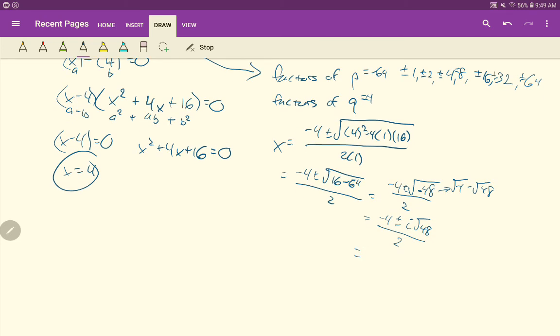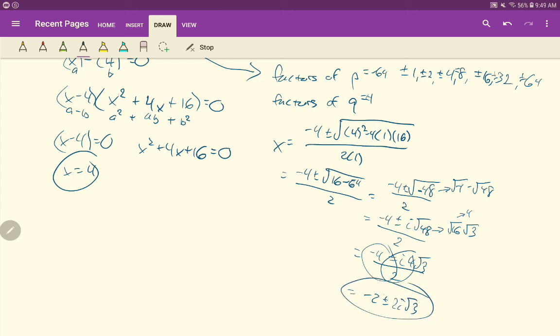So let's see here. 48 is divisible by 16. 48 is root 16 times root 3, and root 16 becomes just a 4. So we'll have -4 plus or minus i 4 root 3 all over 2. And we can divide this and this by 2, and so we end up with -2 plus or minus 2i root 3. And there are our other two solutions, right? The plus version and the minus version are our two solutions. Okay? So keep that in mind.